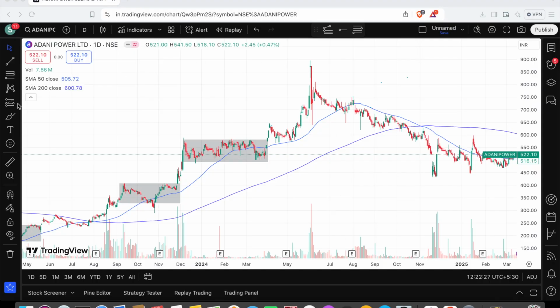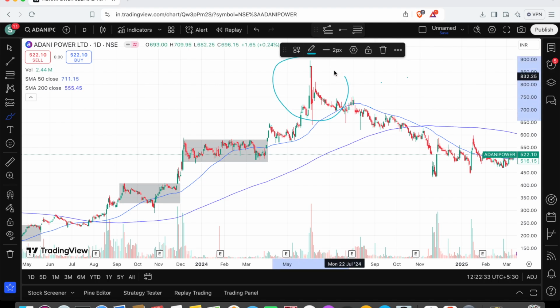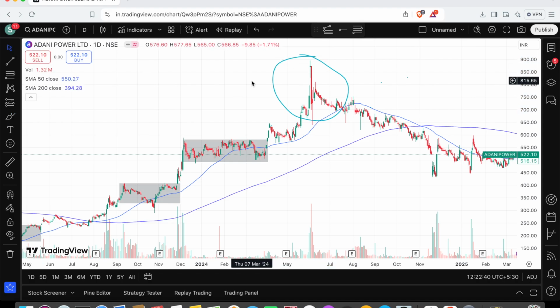If a stock gaps up after a major extended up move far above the 50 DMA and the 200 DMA and declines on the second day, it's a bearish signal. In such cases, we must book some profits.